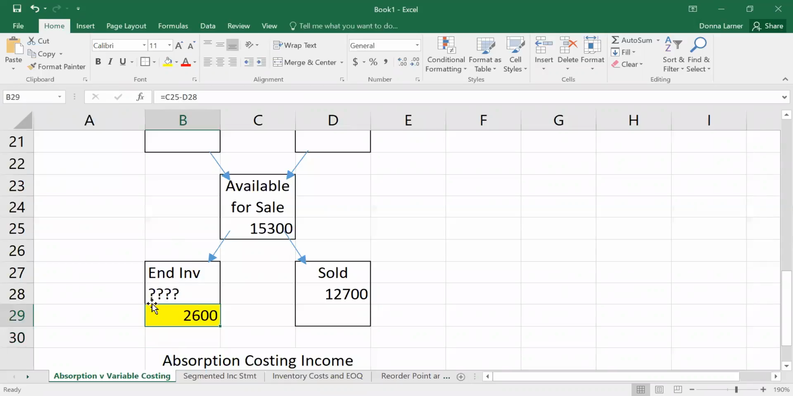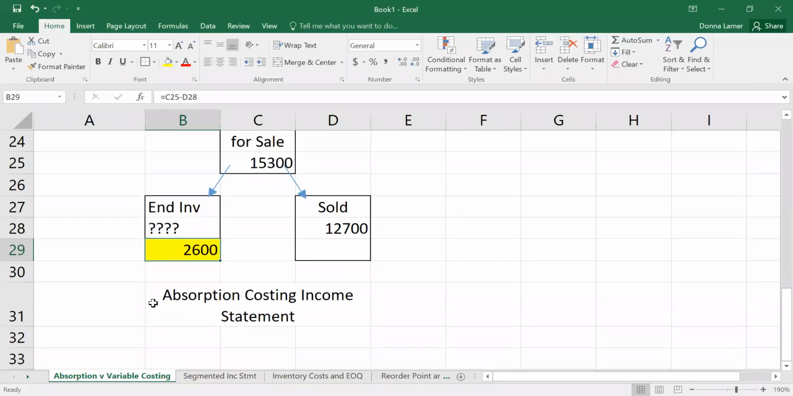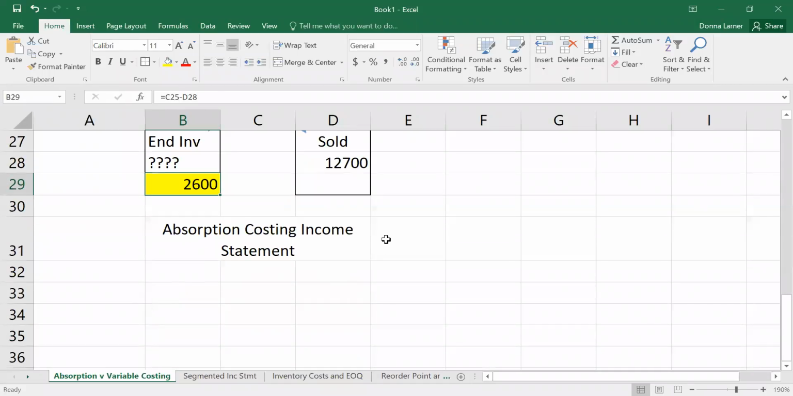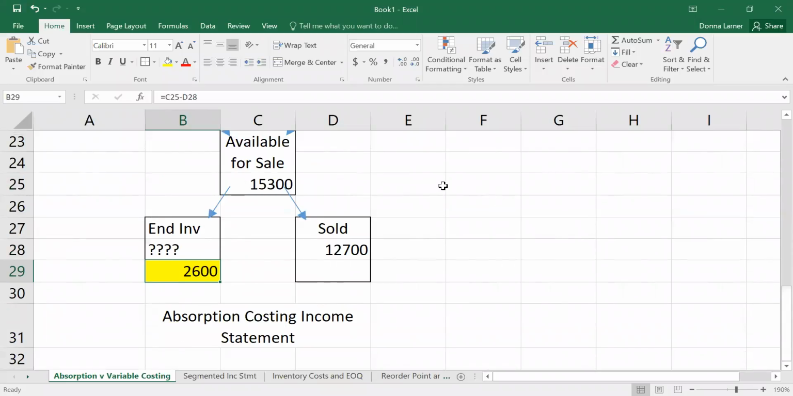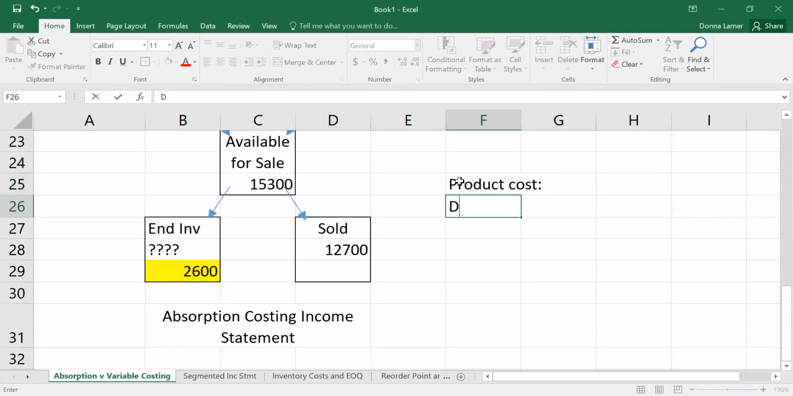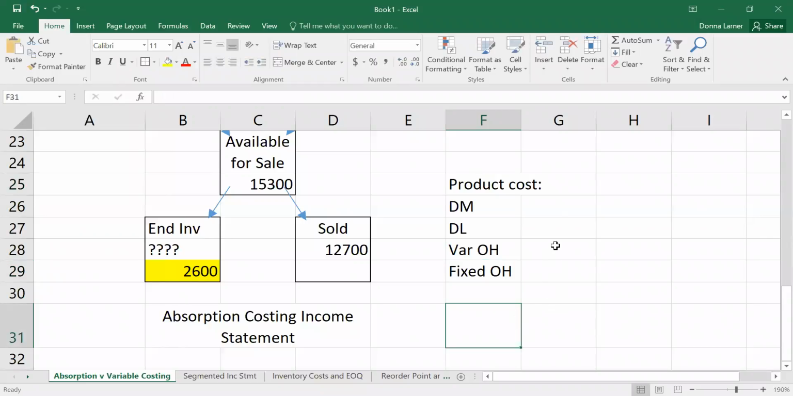Under absorption costing, calculate the per unit product cost. So let's see if we can figure out absorption costing, what the units are and what the cost of them is. Well, remember, absorption costing says the product cost is direct materials plus direct labor plus variable overhead and fixed overhead. This is the one that includes both of those.